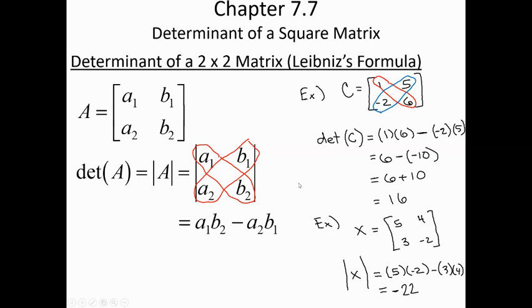But it's not going to be as fun as the next one. Next one will be easy, but it'll be just as fun. And remember, with this method, you're doing the down diagonals first, and you're multiplying them, and then you subtract the up diagonal second. So it's going to be this diagonal firstly, minus, and then this diagonal secondly.